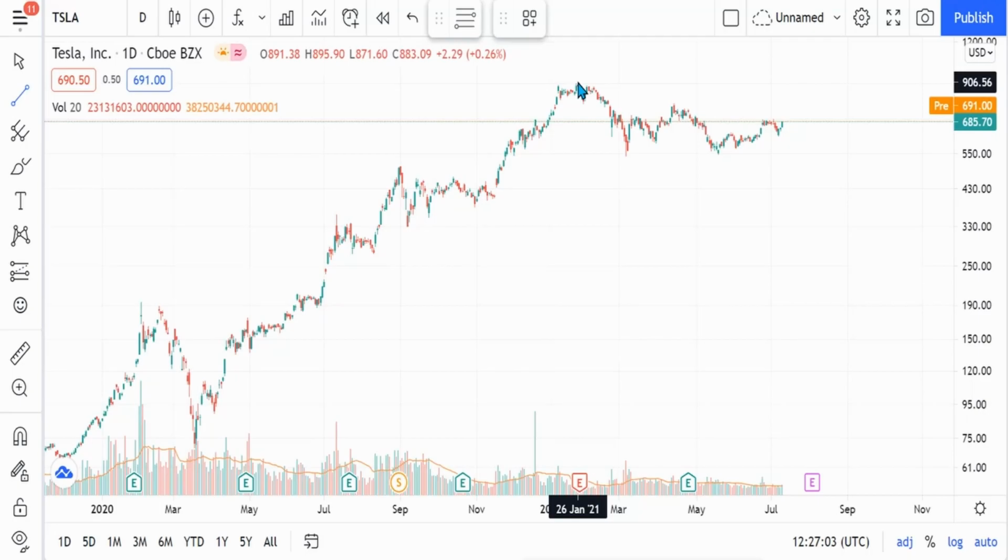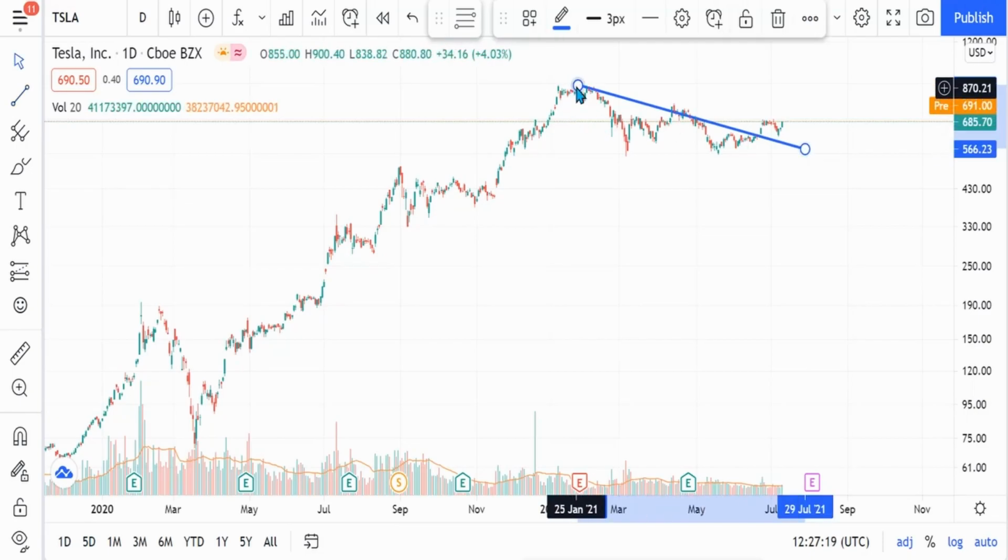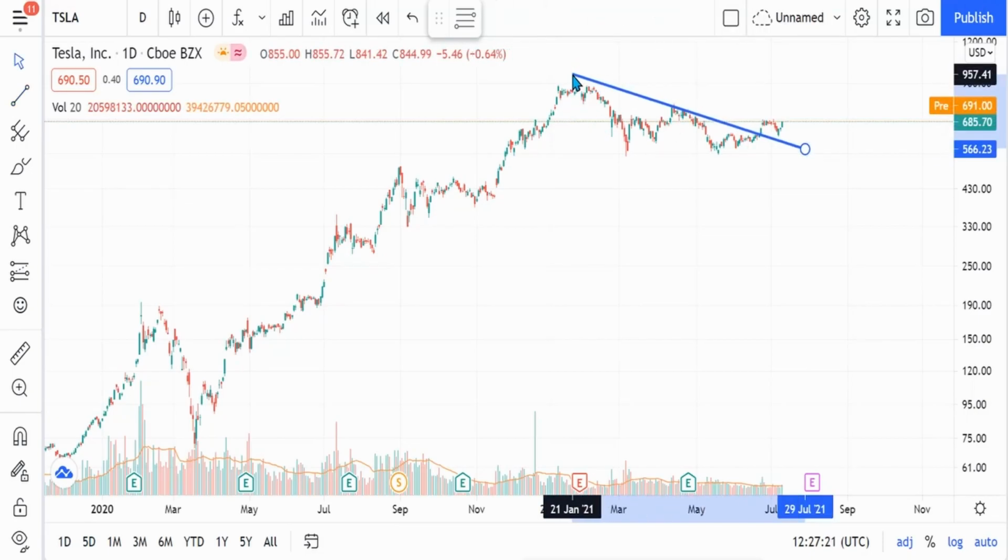And by the way, I'm in the log chart setting. I'm not in a linear chart, but in a log chart setting, just to let you know so that you can attempt it yourself. Okay, so I'm trying to connect all the highs here. Okay, high points. Let me adjust it a bit.